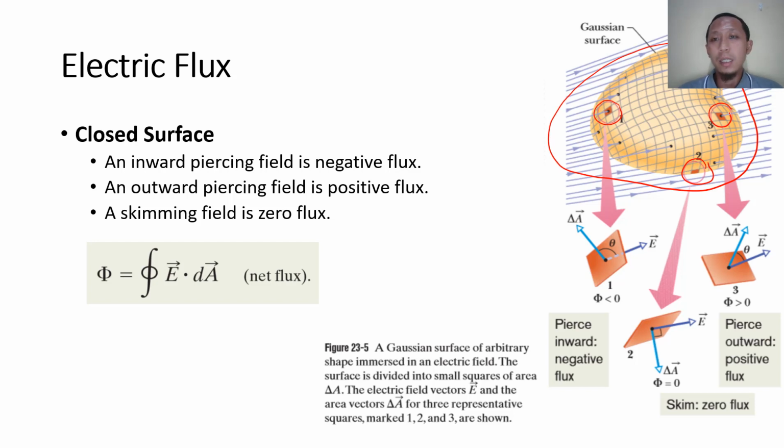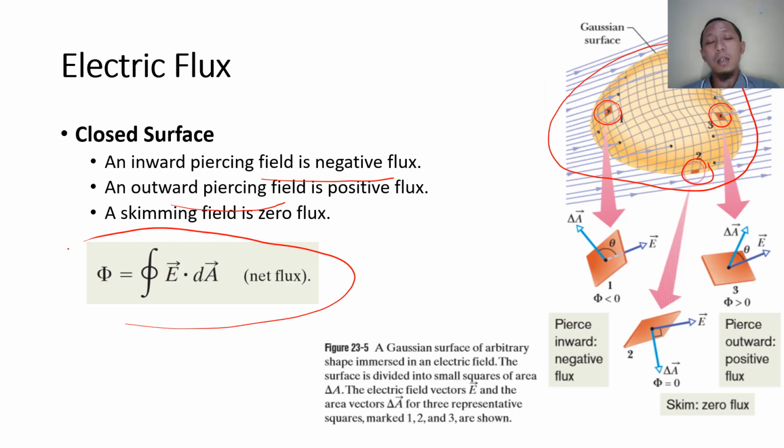It says that an inward piercing field is negative flux, an outward piercing field is positive flux, and a skimming field is zero flux. So the total net flux is the closed integral of E dot dA.